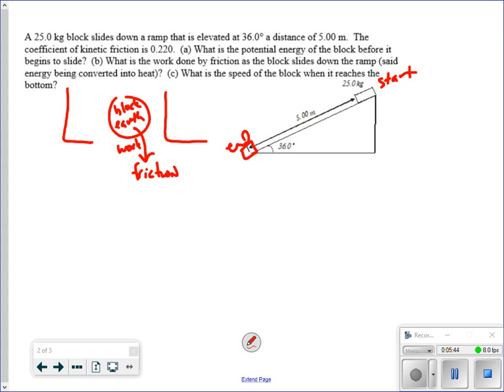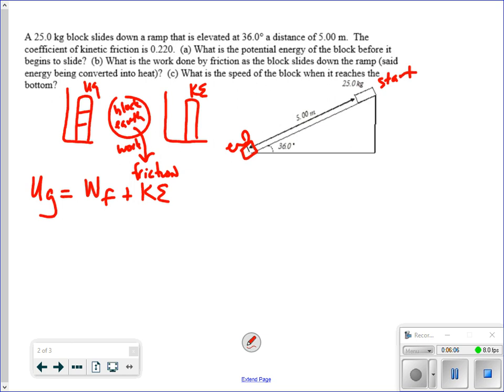So what I would consider is at the start position, it is at rest. So it's got potential gravitational energy. And when it's at the bottom, it has kinetic energy, no springs, and so on. So if I write this as an equation, my potential energy will be equal to the work done by the friction plus the kinetic energy.